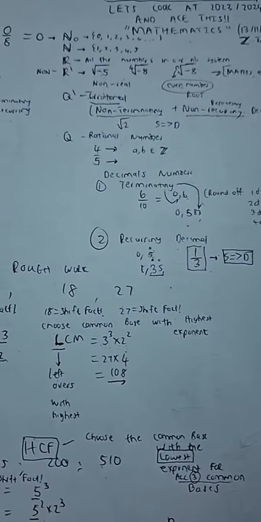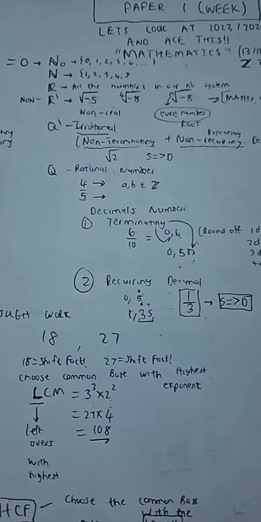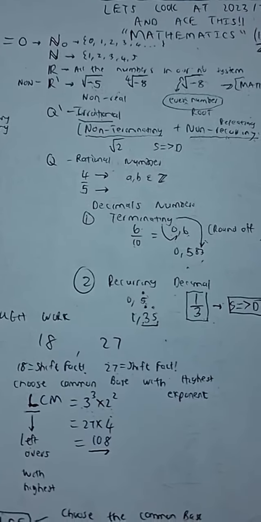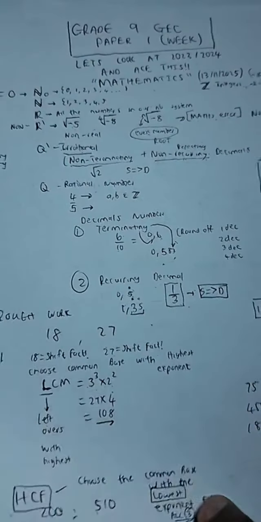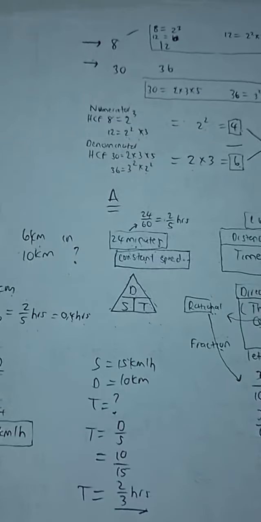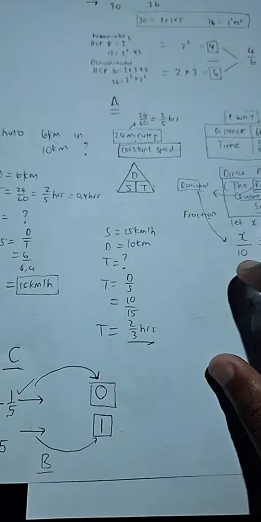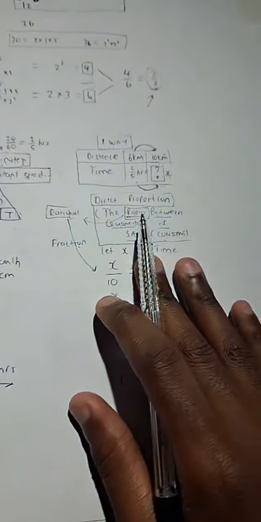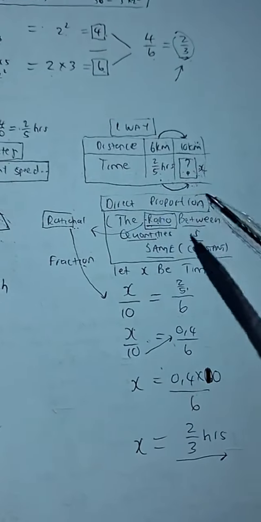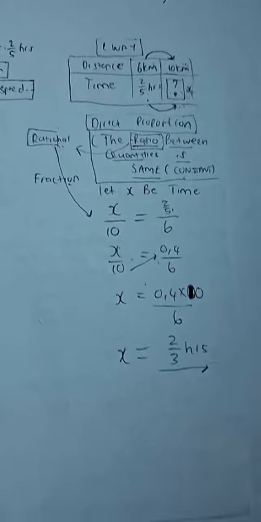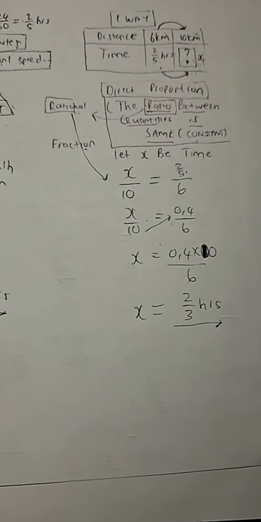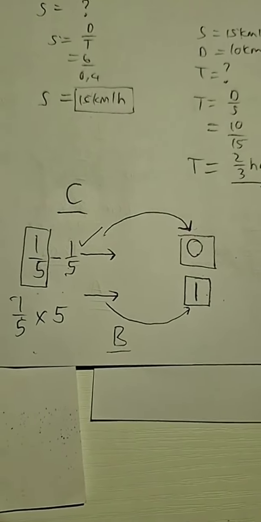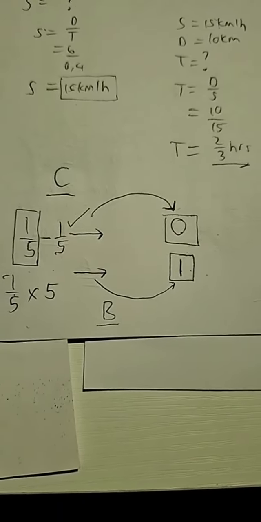We looked at highest common factor and lowest common multiple type questions. We looked at questions that have to do with distance, speed, and time. We looked at questions having to do with direct and indirect proportion, and questions that have to do with the multiplicative inverse and the additive inverse.